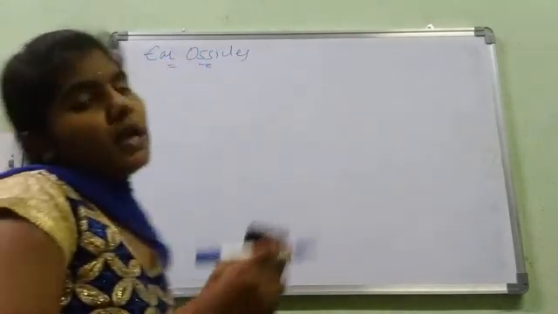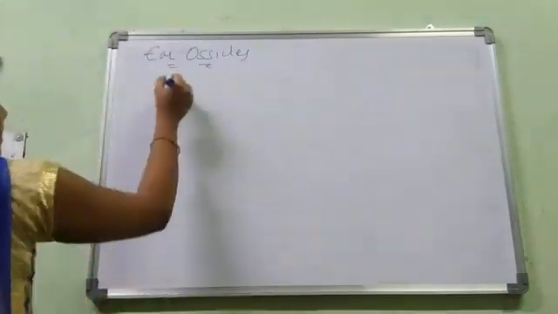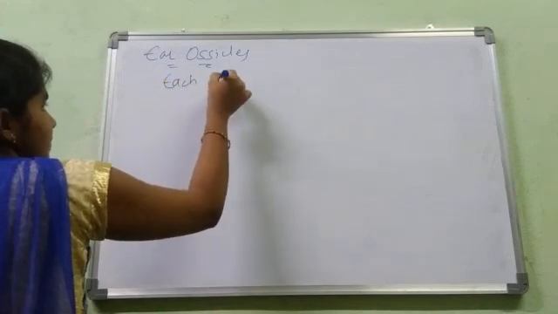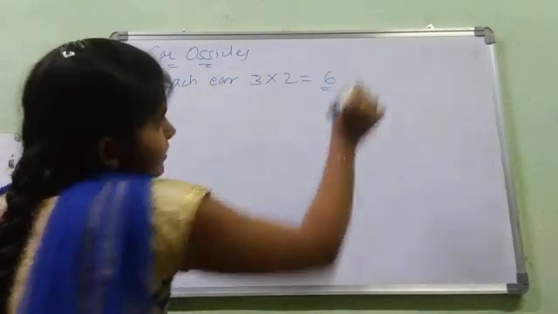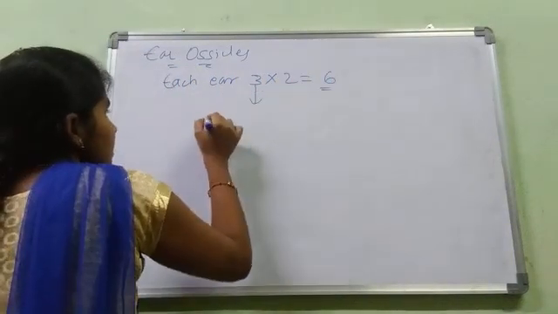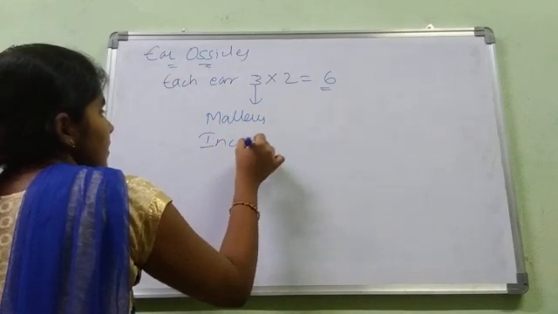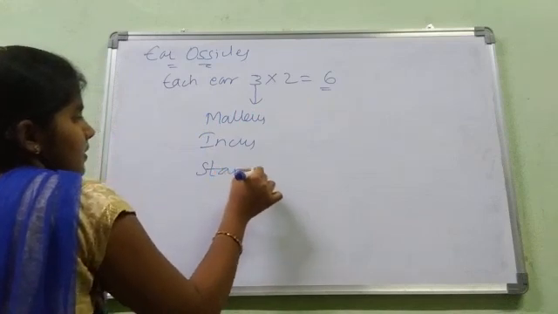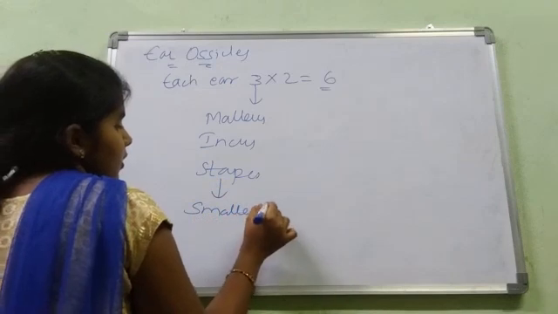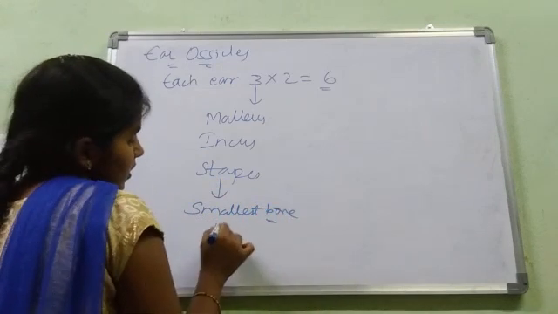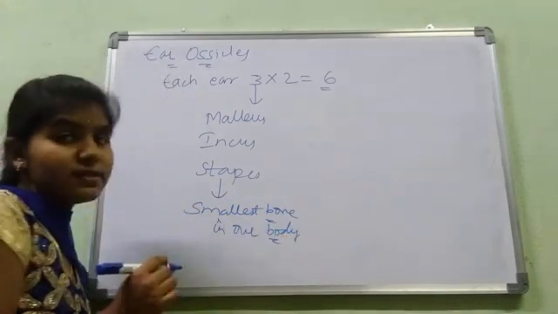We all know that ear ossicles are 6 in number. That is, in each ear 3. As we have 2 ears, 3 into 2, 6 ear ossicles. Those 3 are malleus, incus, and stapes. Stapes is the smallest bone, not only in the ear but in our whole body. This is the smallest one, important bit, friends.